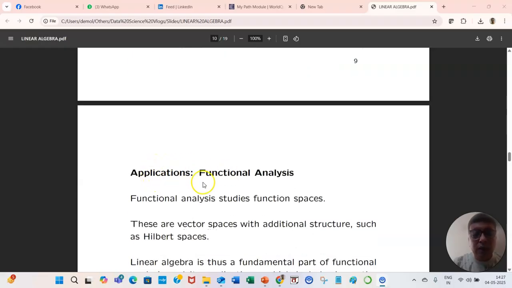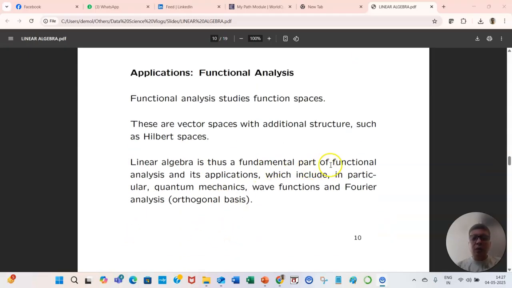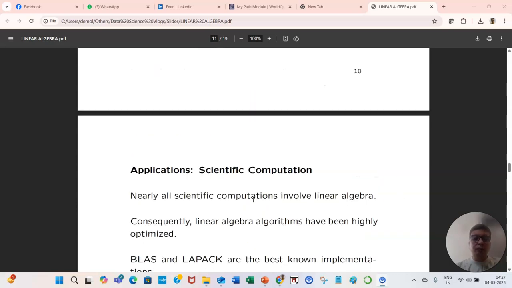There are some more applications. Application in functional analysis: functional analysis studies function spaces. These are vector spaces with additional structures such as Hilbert spaces. Linear algebra is thus a fundamental part of functional analysis and its applications, which include in particular quantum mechanics, wave functions, and Fourier analysis on orthogonal basis.